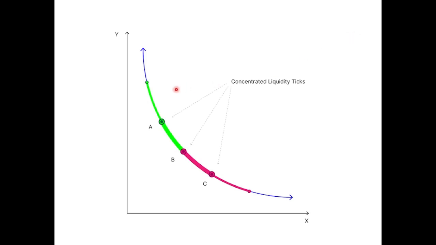In liquidity pools, if you add liquidity to any pair, the liquidity that you add is evenly distributed across the entire price spectrum. But in concentrated liquidity, you have the opportunity to pick a specific price range, let's say price B to C, and provide liquidity on that specific price range.